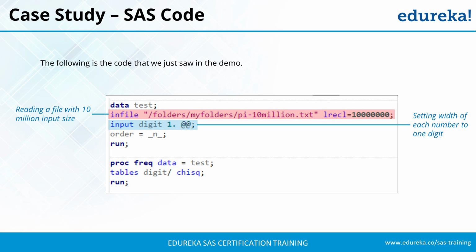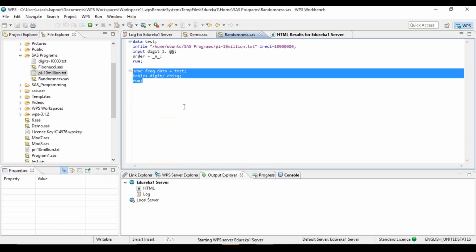Width is like 1 dot because it's written in the same row. We use a double at the rate so that it holds the number, and then it goes to the next number, the next observation or next row. That's the reason we have the double at the rate, and 1 is the length of the digit. As I mentioned, order is an automatic variable being captured, and here we are running the chi-square test.